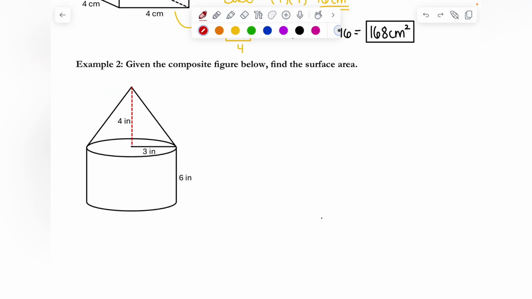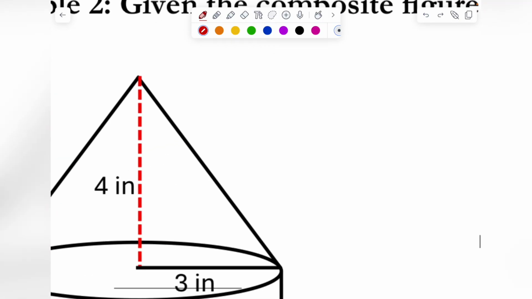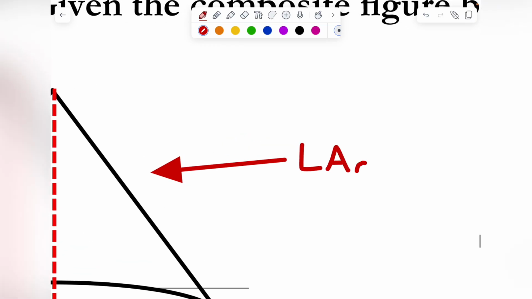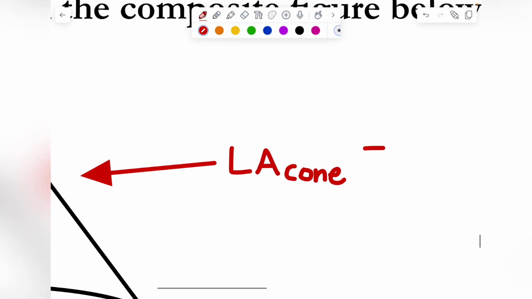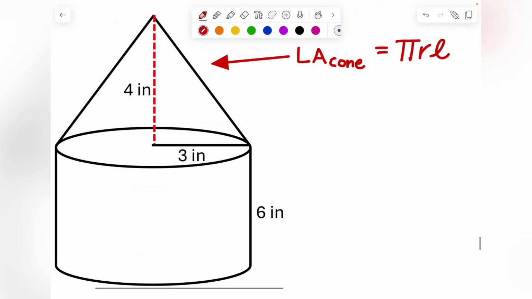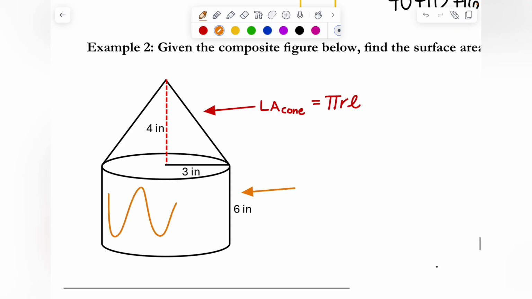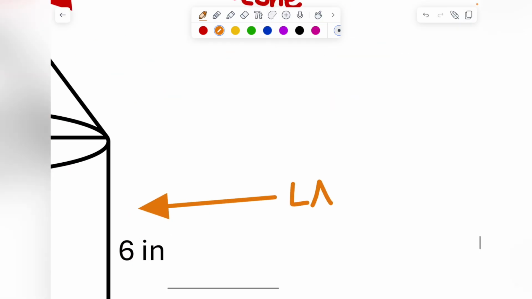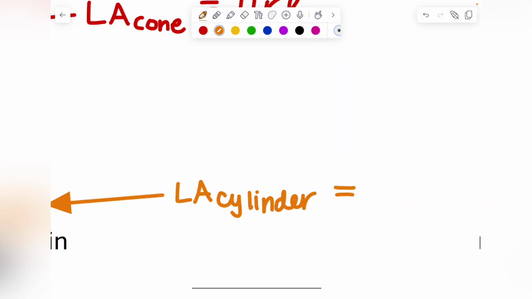We have this cone and then a cylinder. The bottom of the cone and the top of the cylinder are both inside of the figure. So we're going to start by finding just the lateral area of the cone. So the lateral area of a cone is pi RL. I'm going to write down the formula now. And then the lateral area of the cylinder is this round, smooth part of the cylinder right here. So that's the second thing we're going to find, the lateral area of the cylinder. Now that is 2 pi RH.